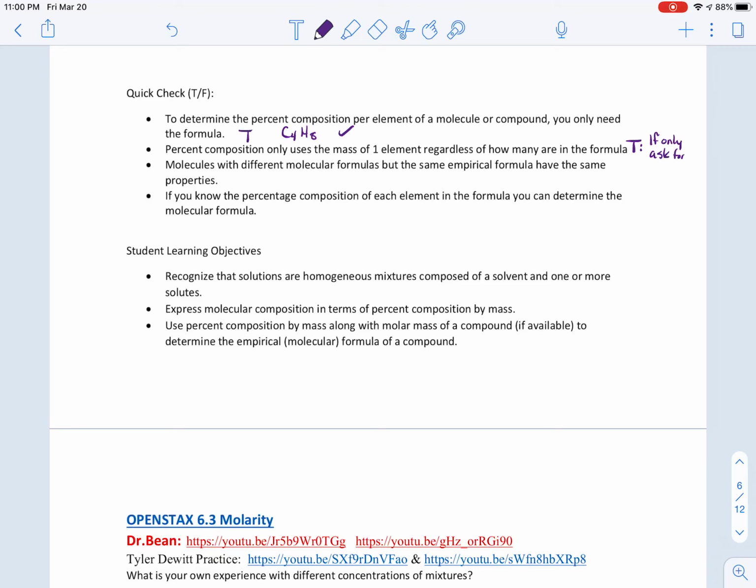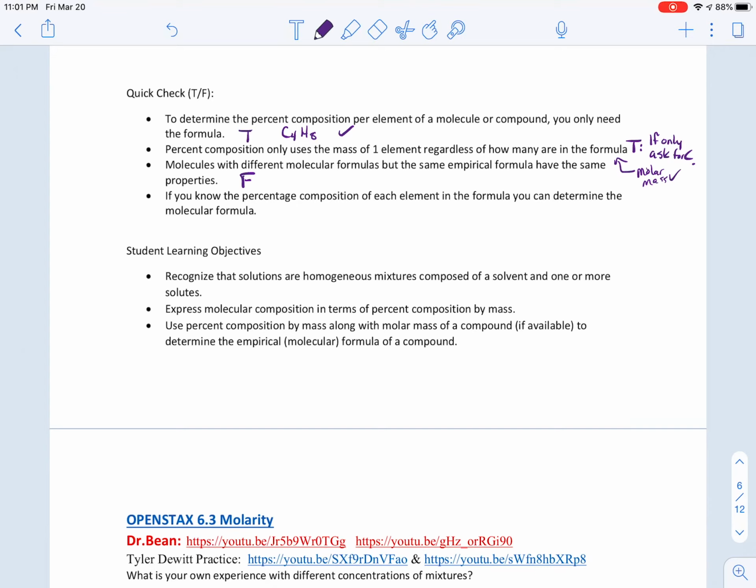So this is true, but if they only ask for carbon, just note that it might be a multi-part problem where they ask you for all of them. So they might ask you for hydrogen or something else. So you might have to still figure out all the percentages. But if they just ask you for one element, you only need the mass of that one element. And I'm assuming that you know the molar mass of the formula.